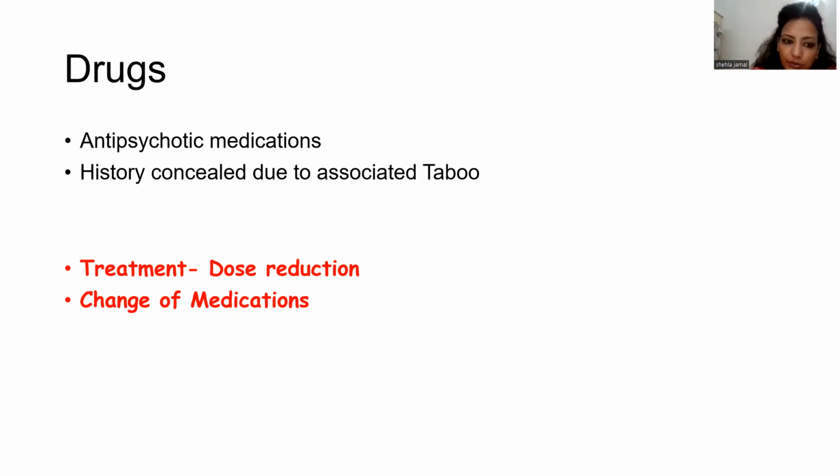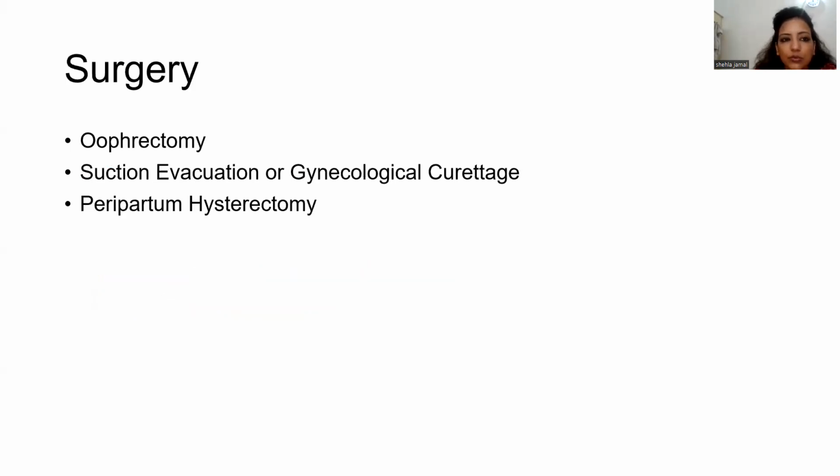Treatment is either dose reduction after consultation with a psychiatrist, or you may change her medication so that amenorrhea is broken down and the cycles are restored. Now, as I was talking about surgeries: oophorectomy, suction evacuation, or gynecological curettage, you have done dilatation and curettage. There was an endometrial biopsy and associated excessive curettage of the endometrium, or the patient has undergone a peripartum hysterectomy.